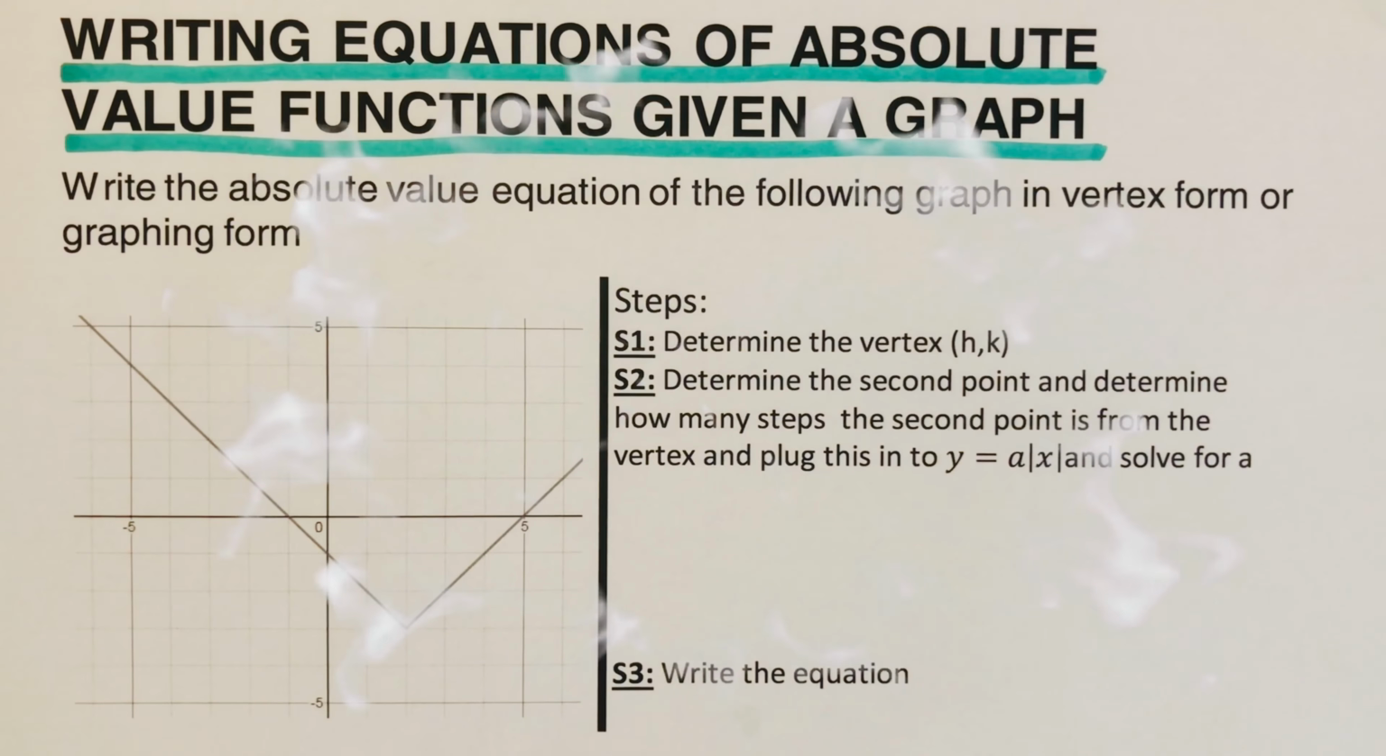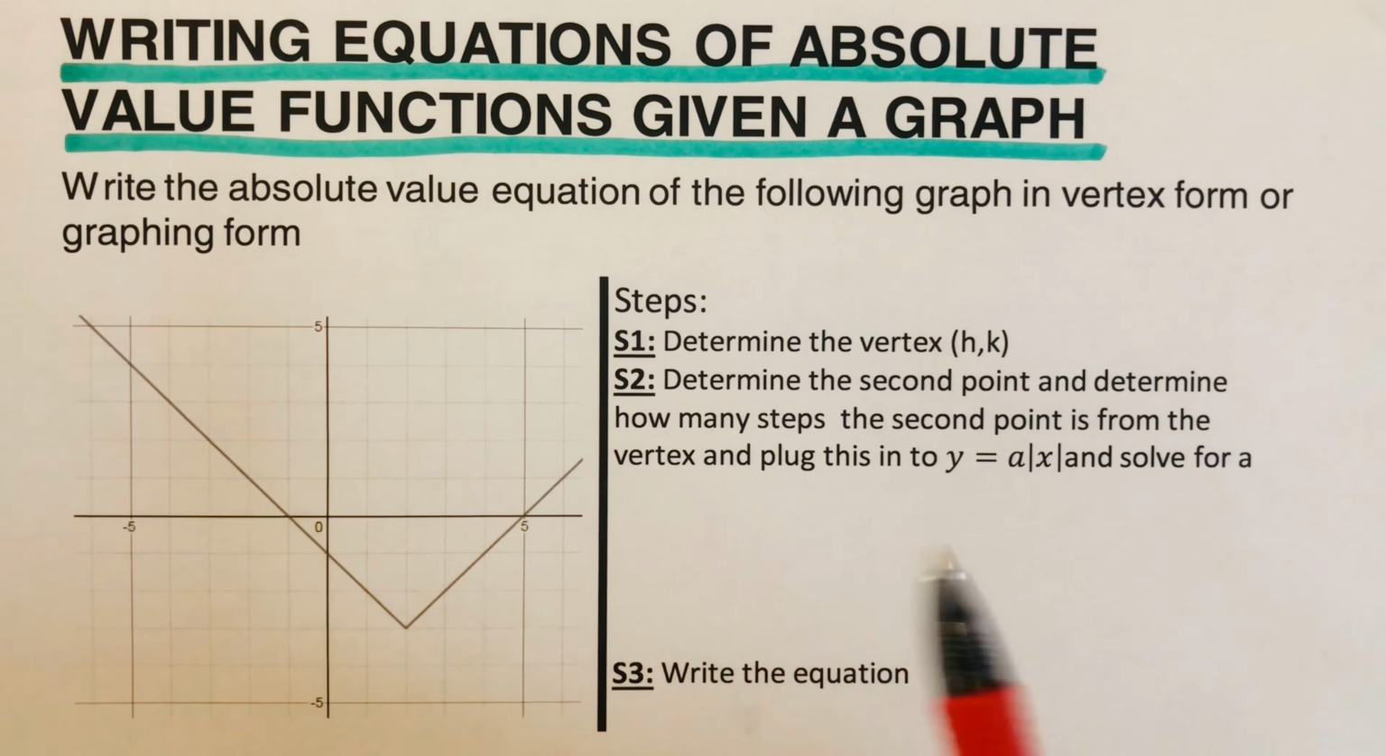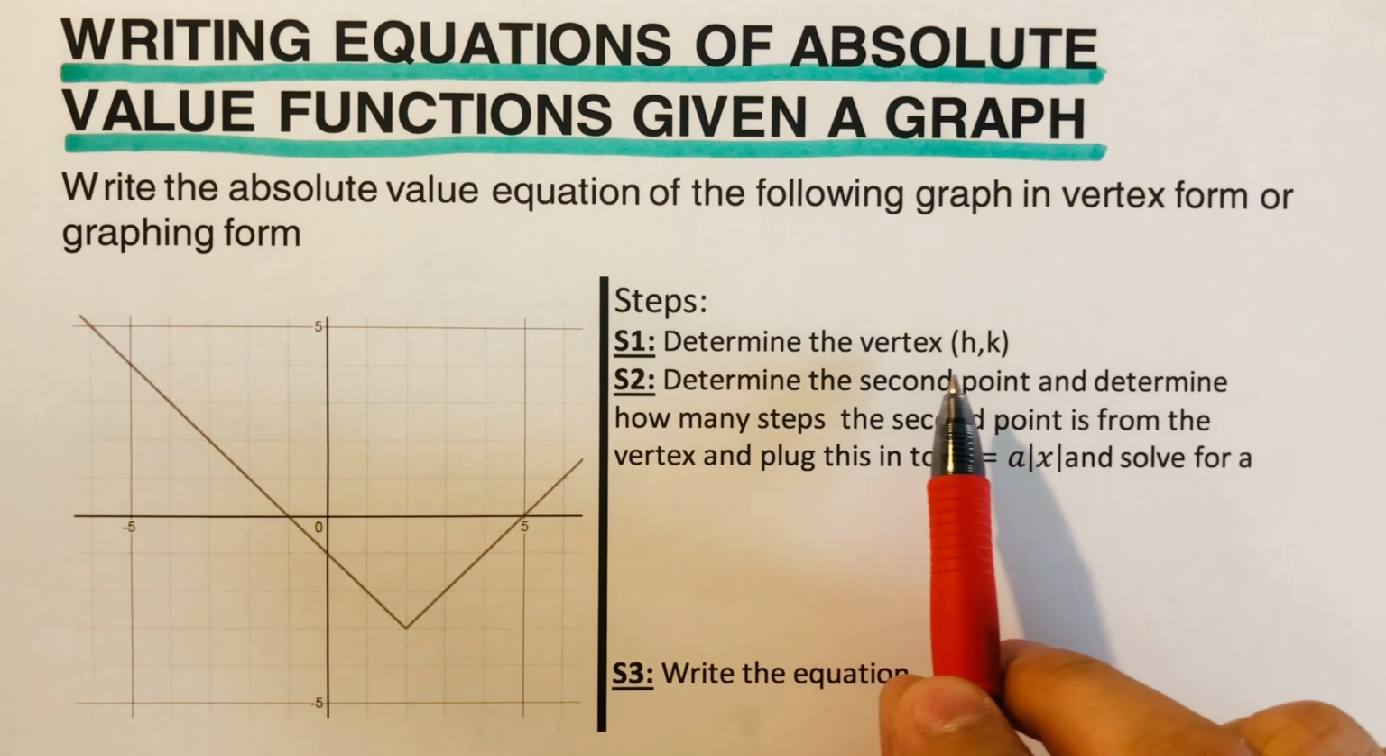Hello everyone, today we will be writing equations of absolute value functions given a graph, and I will give you a trick on how to do this really quick. So we have here the steps, there are 3 of them. Our task is we are given a graph. This graph right here is an absolute value function, and we need to determine what equation would work for this graph. First step, we determine the vertex (h, k).